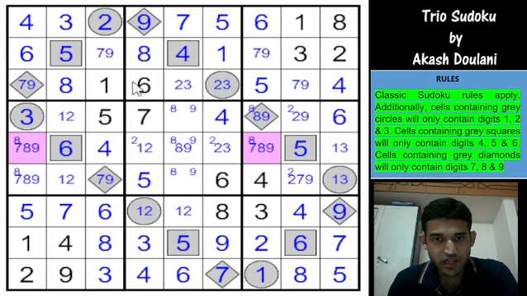Okay, and beautiful, right? Look at row 2 and row 5. In row 2, 7 can go only in one of these two cells, and in row 5, 7 can go only in one of these two cells. The same idea that we have been repeatedly seeing in the videos previously posted on the channel.